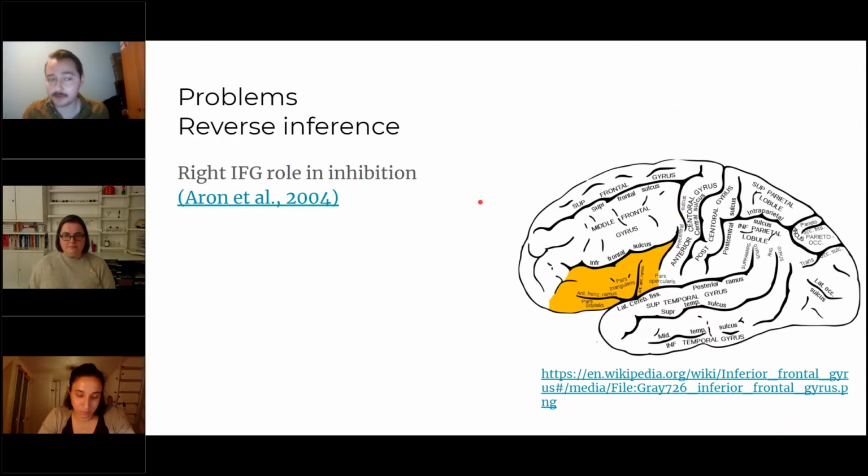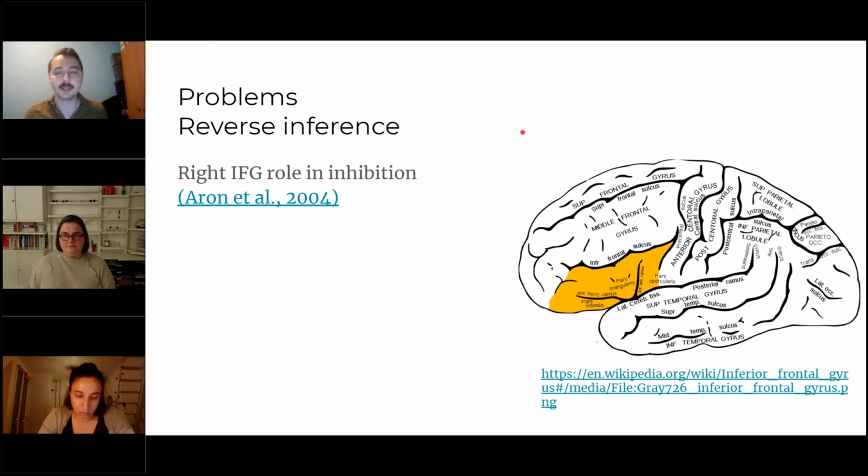I might then turn to this pretty influential paper by Aron and Poldrack, which demonstrated that the right inferior frontal gyrus is actually involved in behavioral inhibition and the inhibition of prepotent responses. So I might then say that the fact that this area was activated means that there's probably a component here that was activated by my experimental task that made people inhibit prepotent behavioral responses.